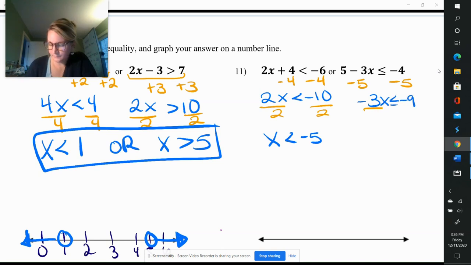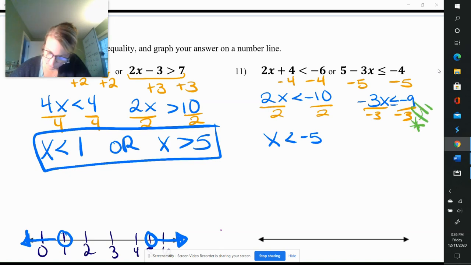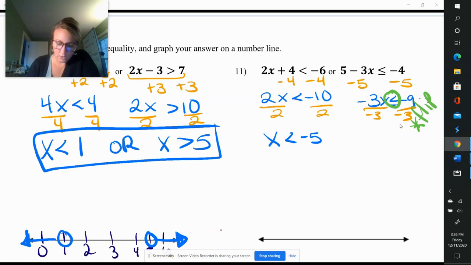-3 times x, so we want to divide both sides by -3. So it's what I was talking about before. It's that step there that we have to flip the inequality symbol. And we're just going to flip the inequality symbol of the inequality that we divided a negative number for. So the solution is x is less than -5, or x is greater than or equal to +3.